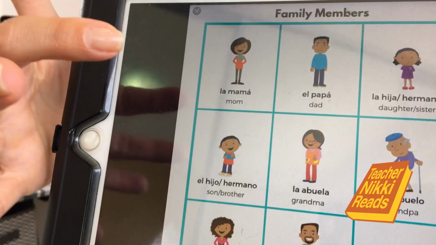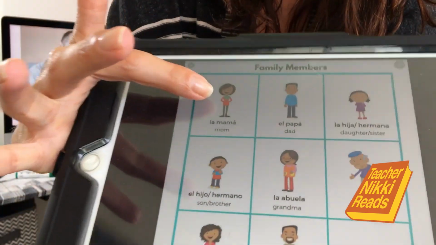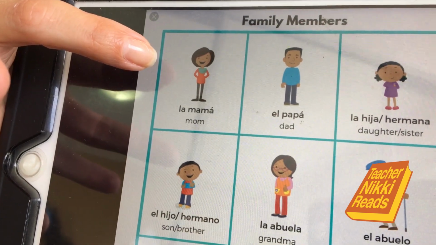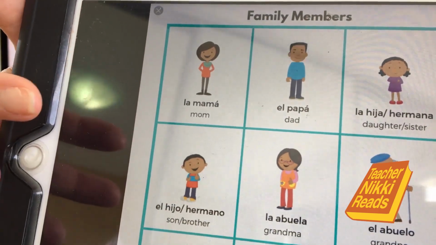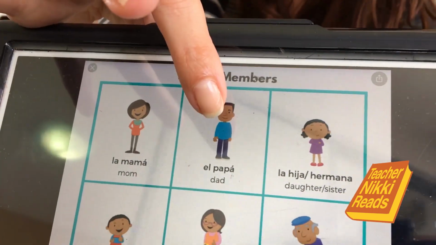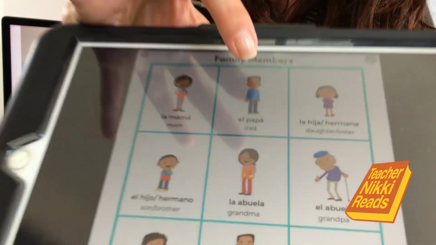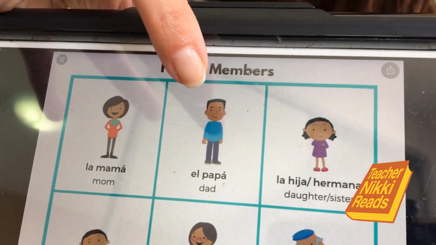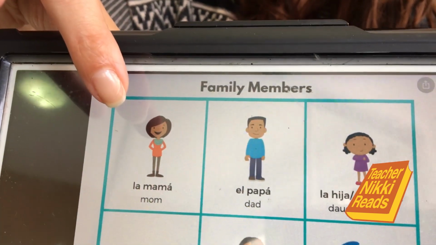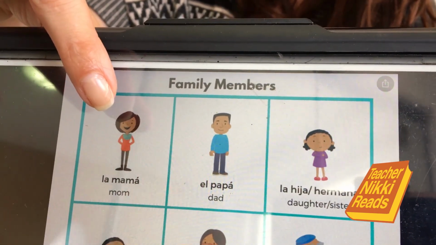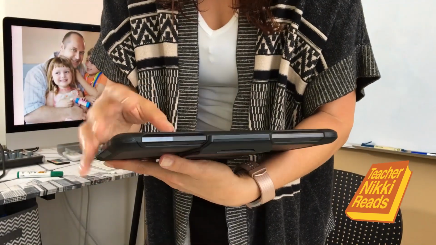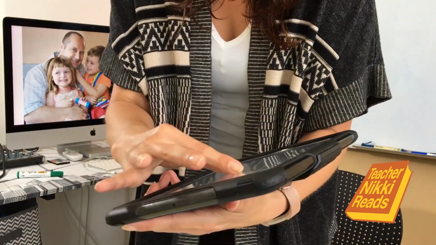And if you see, let's see, here we have mom. In Spanish it says la mamá, but here's mom. Here we have el papá, or dad. Sometimes we call him father. Sometimes we call her mother. Mom, mother, dad, father. Who else do we have?